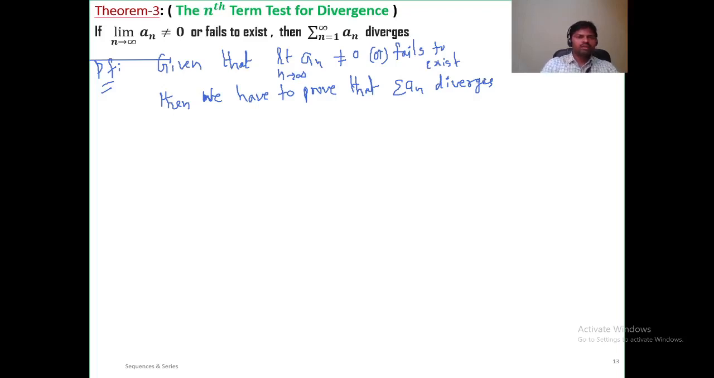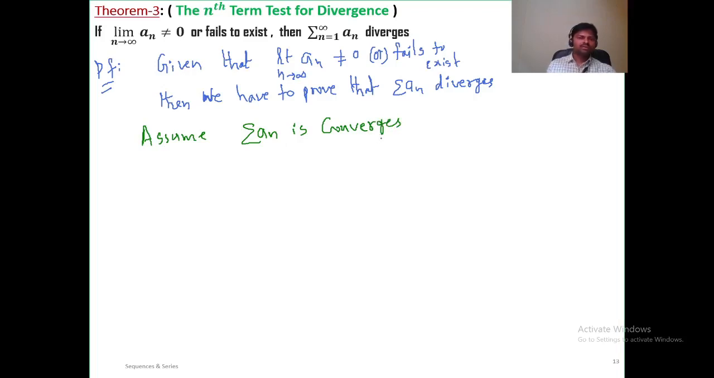Okay, so first use the given information. The given information is the limit as n tends to infinity of a_n is not equal to 0. Based on this, I need to prove that the series diverges. So I want to prove it by contradiction. Assume the series a_n converges. Actually I need to prove that the series a_n diverges, right? I want to prove it by the contradiction method. What I am taking is: assume the series a_n converges.